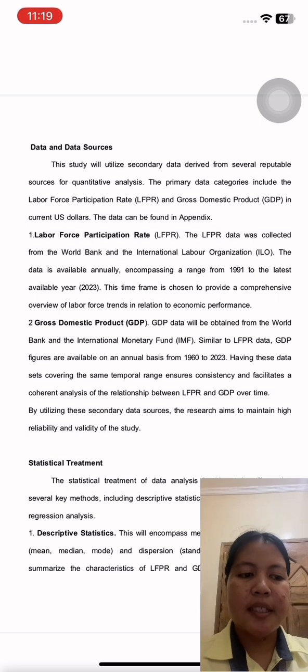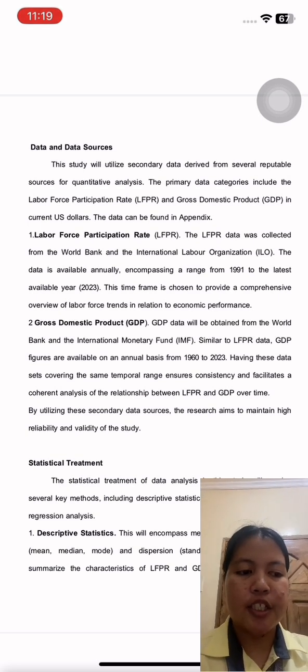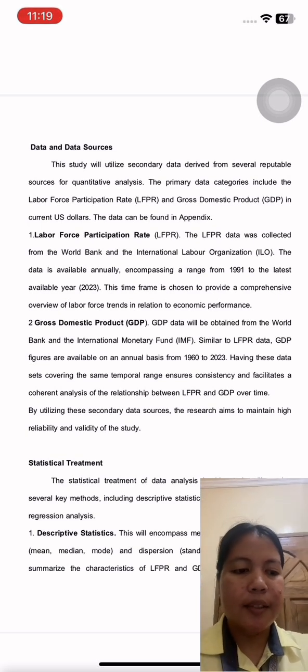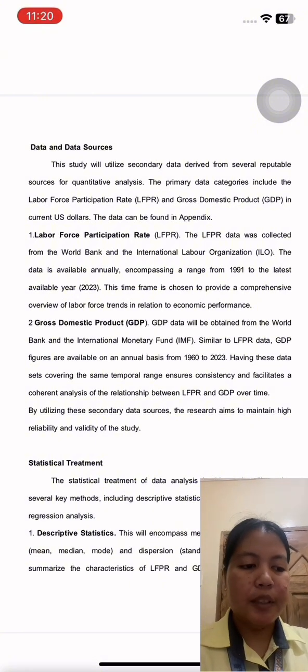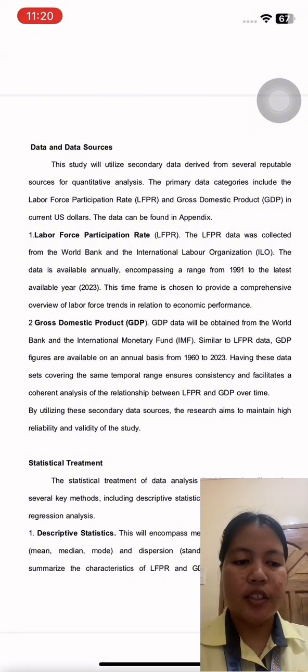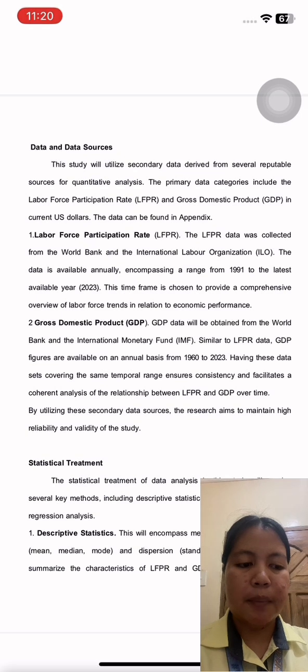So, gross domestic product measures the total economic output of the Philippines in US dollars. We will use data from the World Bank and IMF, which spans 1960 to 2023.